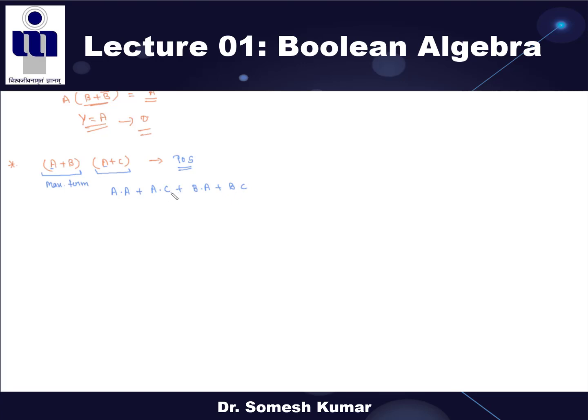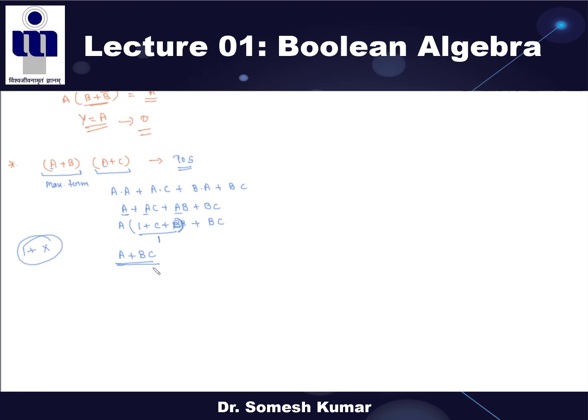Clear? Now what is A dot A? A. Then AC plus AB plus BC, right? Now the next thing is, we can take A common from all these three terms. Right? Clear? So what is this? 1 plus anything. 1 plus anything is 1, right? So A plus BC. Can it be further minimized?